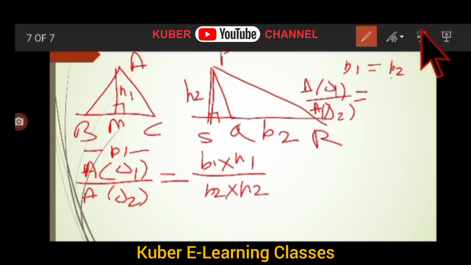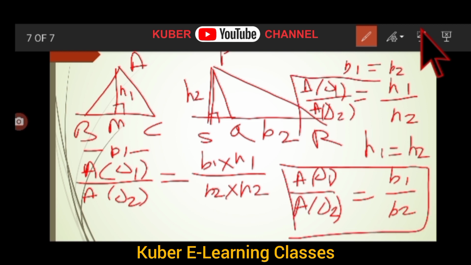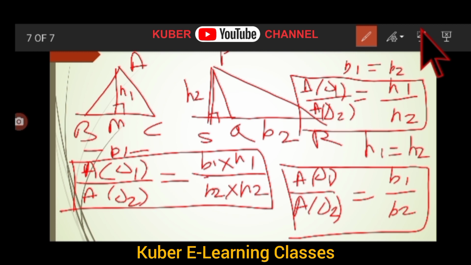But if the bases are equal, meaning B1 is equal to B2, then this ratio will become height over height. And if the heights are equal, then it will become B1 over B2. So the ratio of areas of any two triangles with a common height is equal to the ratio of their corresponding bases, and with a common base it is equal to the ratio of their corresponding heights, and if both are different, then it is equal to the ratio of the product of their corresponding heights and bases. These are three very important properties, and depending on that your exercise 1.1 is there. Okay children, thank you.